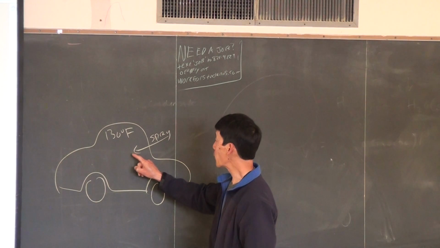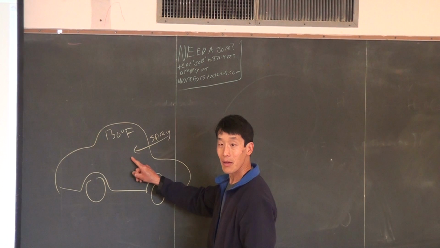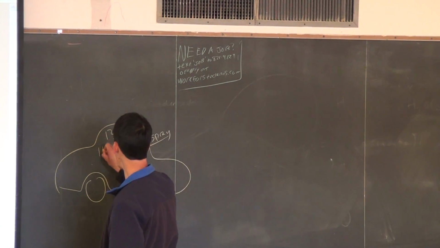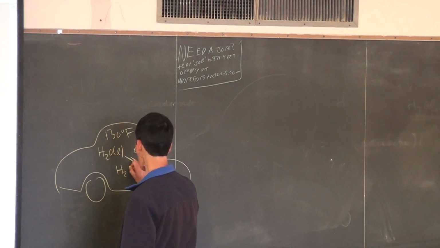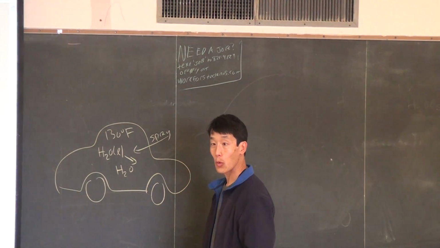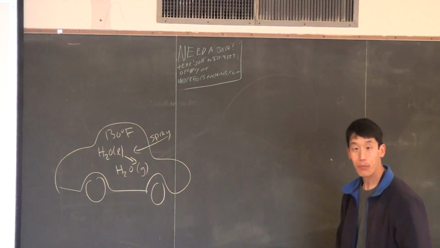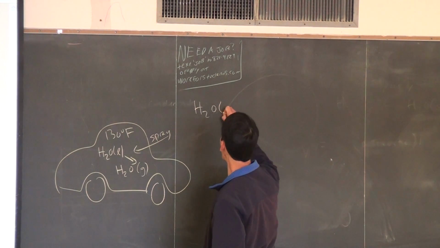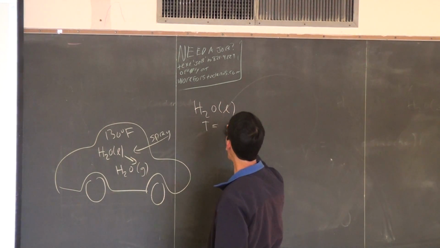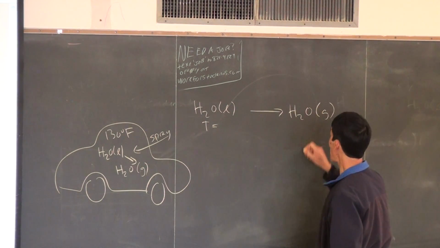So what's going to happen to the spray? It's going to evaporate. So you have your H2O liquid that is going to be converted into H2O gas. Okay, so how we can do this, we can say that we have H2O liquid at a temperature of something, that's converted to H2O gas at a temperature of something.